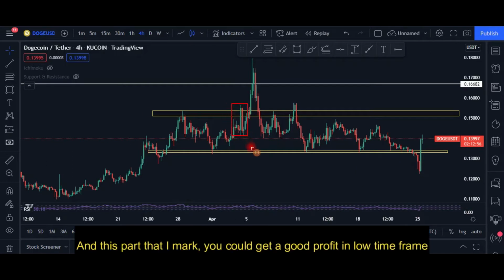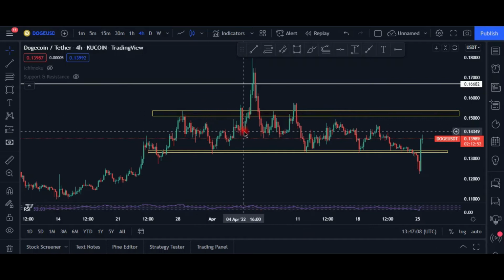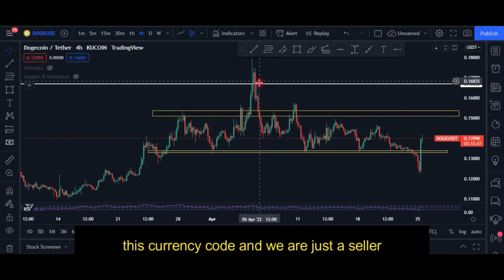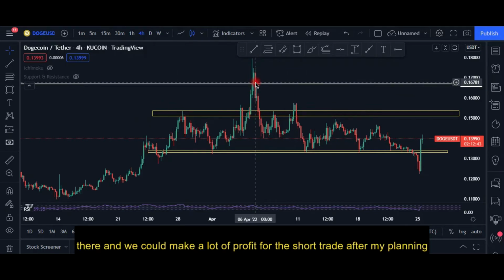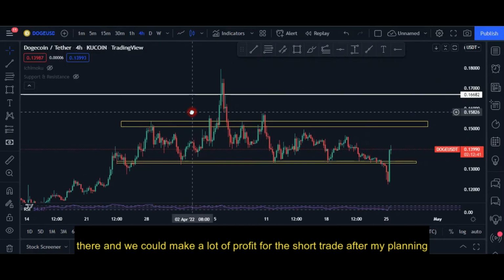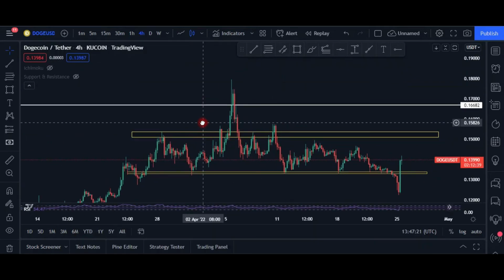And in this part that I mark, you could get a good profit in low time frame. And here was a growth that had reached one of the most important supports of this currency code, and we are just a seller there, and we could make a lot of profit for the short trade after my planning.